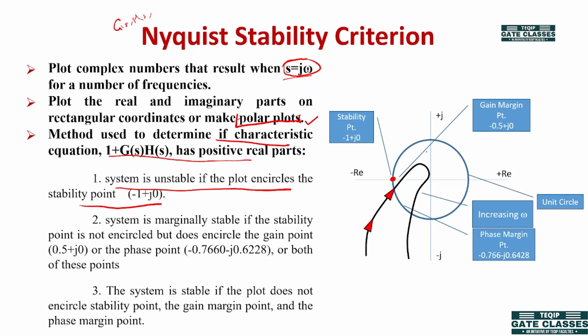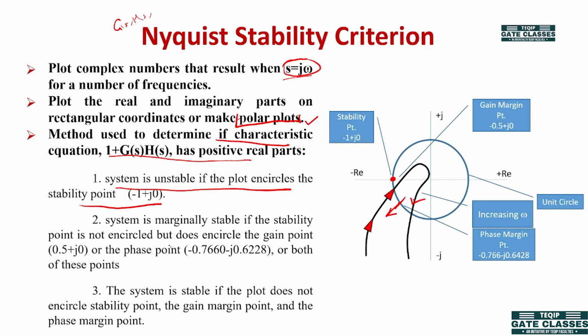So if this curve is encircling these 2 points, then we say the system is marginally stable. If we see this curve, this arrow shows the direction of increasing omega. If we calculate the total encirclements, in both the positive and negative directions, there are no encirclements. If we draw this point here, there is no closed encirclement of this particular point.